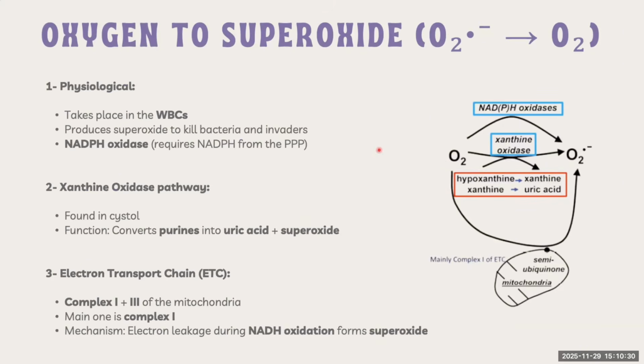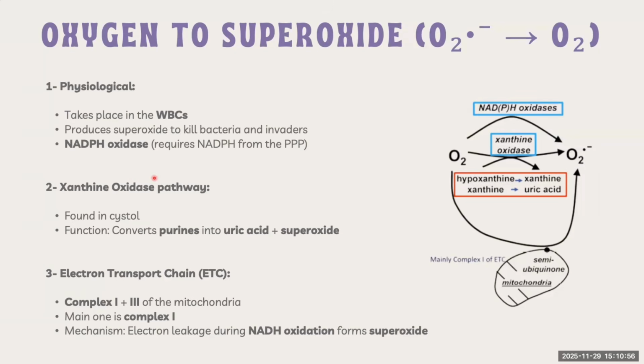Let's start off with our physiological pathway. This pathway takes place in our white blood cells. Our white blood cells produce superoxide to kill bacteria and invaders. The enzyme used to do this is NADPH oxidase, okay? This enzyme requires NADPH as a cofactor. Where does this NADPH come from? It comes from your pentose phosphate pathway, okay? That's all for your physiological pathway.